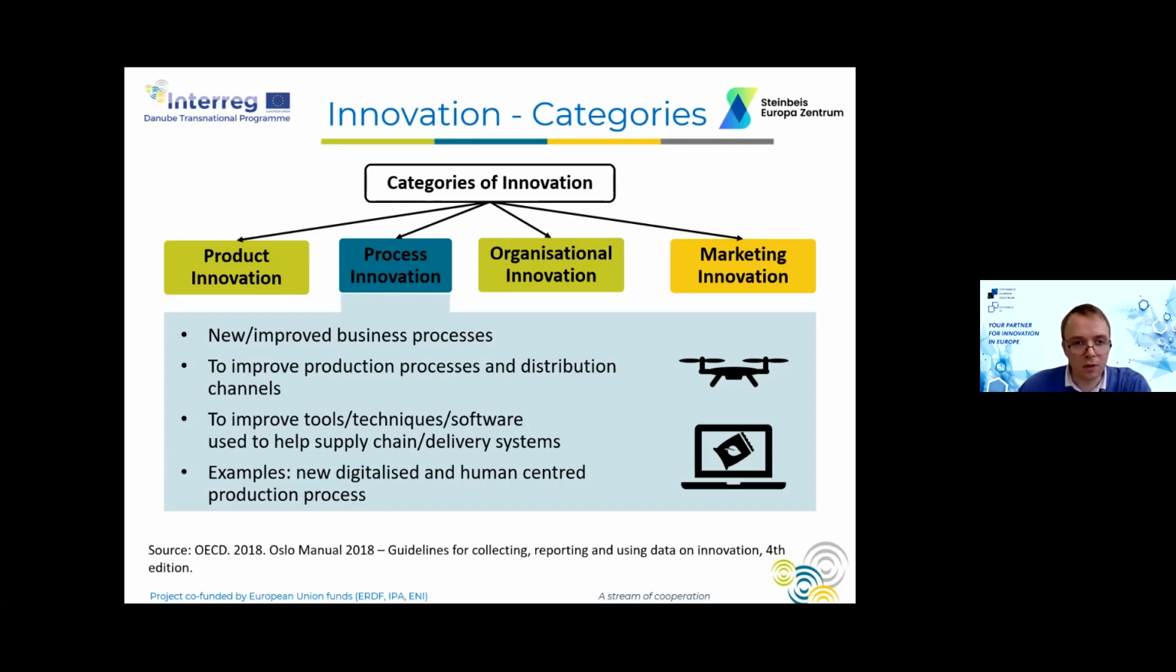So one of the most iconic examples of process innovation is the new manufacturing process which was invented by Ford at the beginning of the 20th century. And an example of today's life would be a new digitalized and human-centered production process. Maybe some of you have heard of this new concept of Industry 4.0, which should bring together machines and humans.